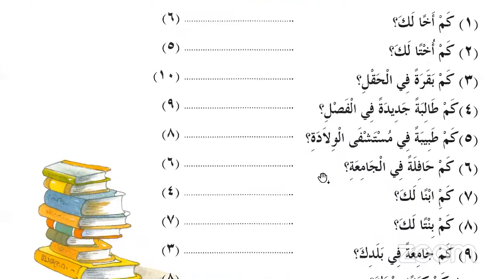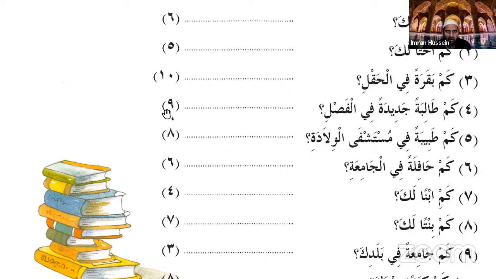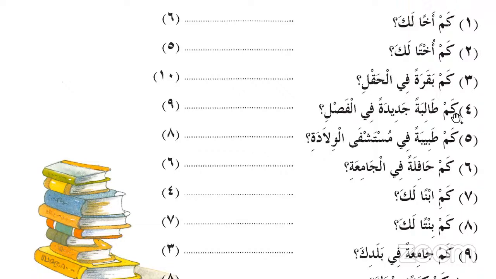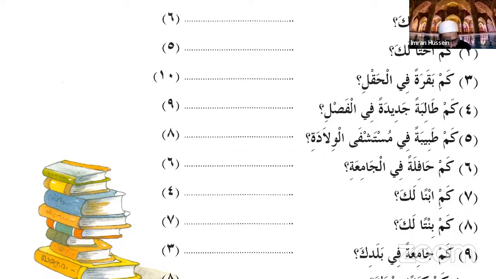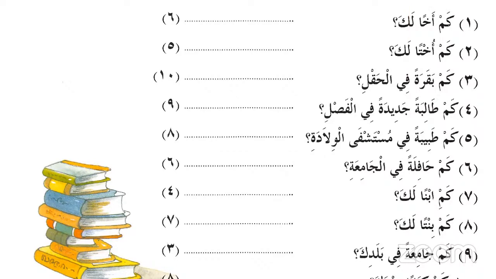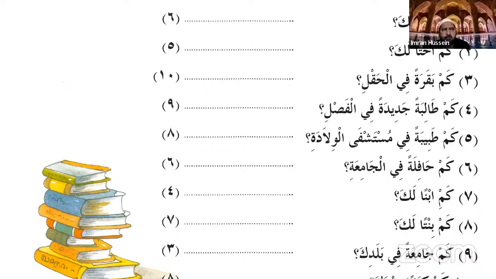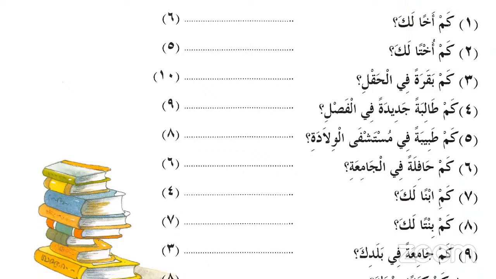Correct. Kam talibatun jadidatan fil fasli. How many new students are in the class? There are 9 new students in the classroom. Number first. Fil fasli tis'u talibatin. Correct.